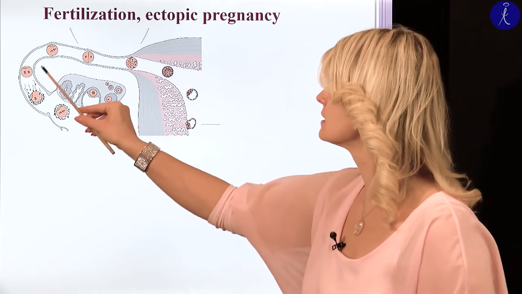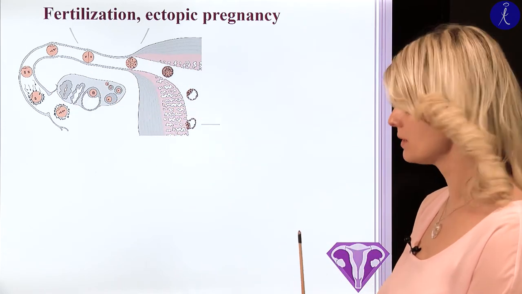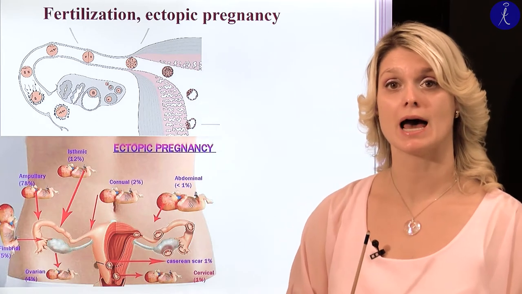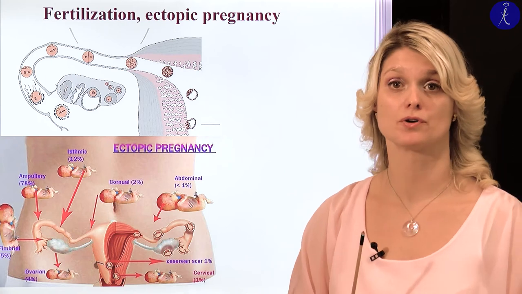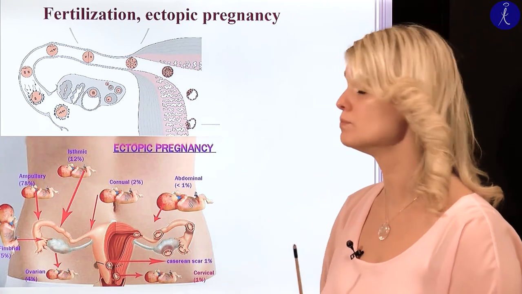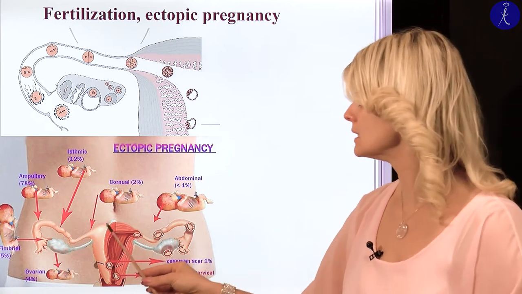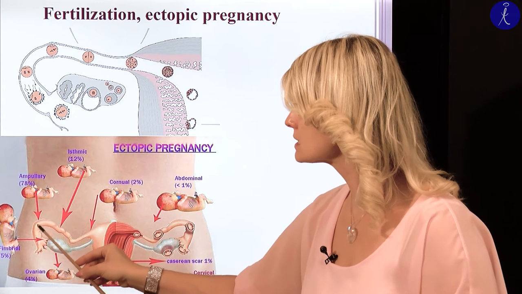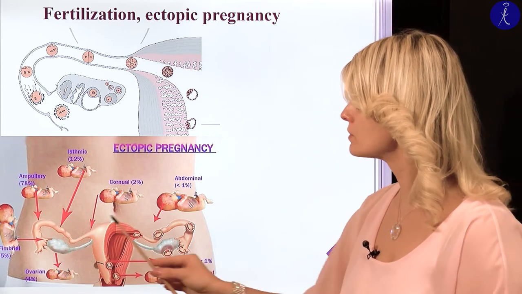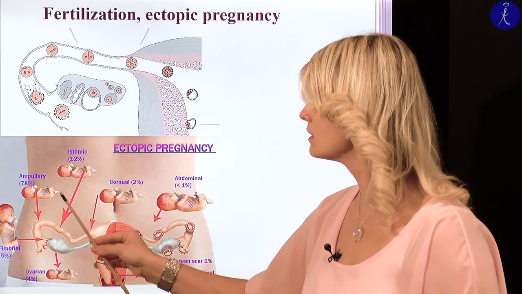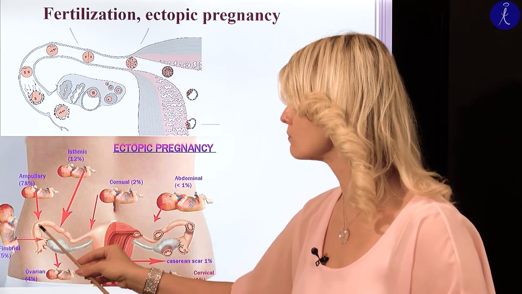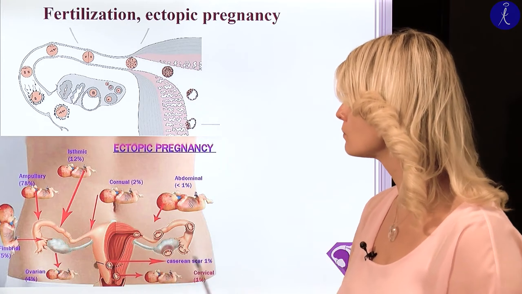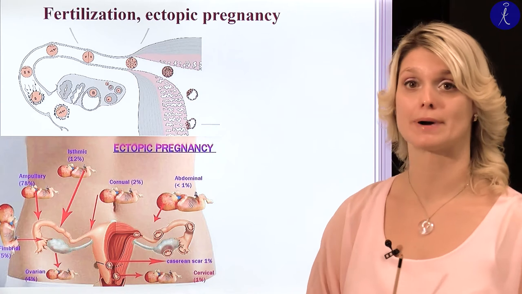And this is the way where we could have problems, because the fallopian tube has a very, very irregular surface and a very narrow lumen. So that's why the egg could be implanted in different parts of the fallopian tube. For example, on the surface of the fimbriae, or most frequently in the ampullary part, or in the isthmus. Here you can see the abnormal positions of the ectopic pregnancy.